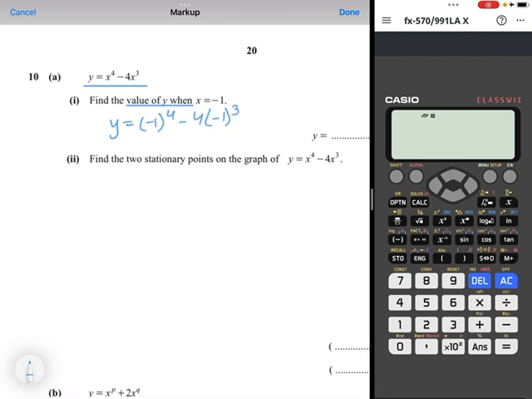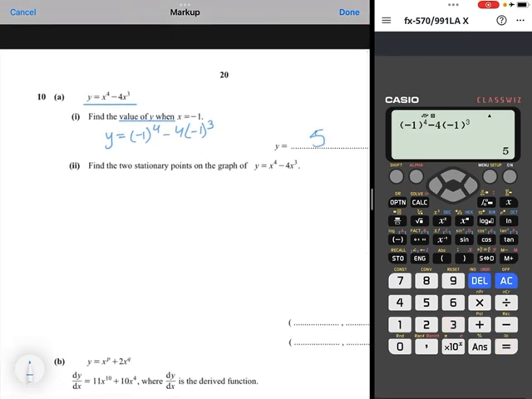So don't try this on your own. You have to use the calculator because you can face some error. (-1) power 4 minus 4 bracket -1 bracket close whole cube. So the answer is 5.